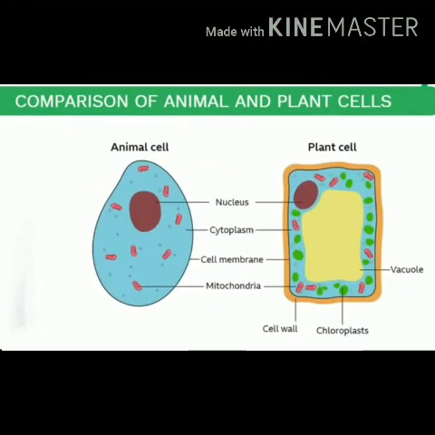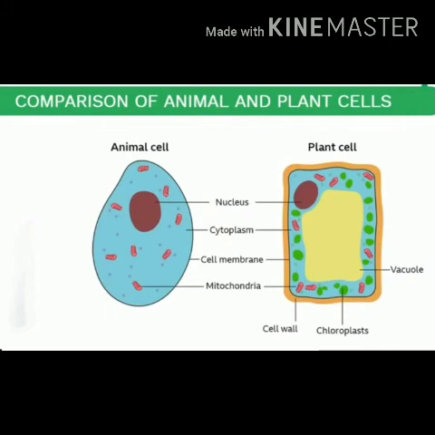Now lastly, we are going to compare the structure of plant cell and animal cell on the basis of certain parts given in this table. Okay. The first one is the cell membrane. So let me know whether the cell membrane is present in both cells or not. Yes, you will be able to see the cell membrane in both types of cell, plant cell as well as animal cell. And what is the cell membrane? Yes, it is the outer covering of the cell.